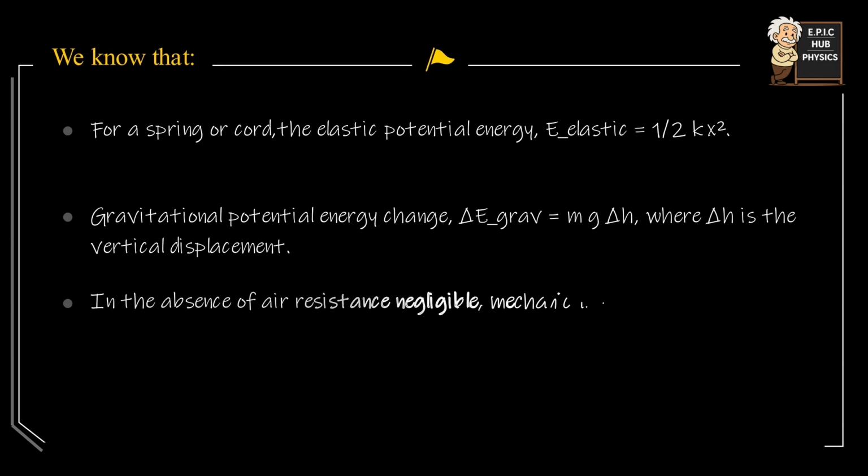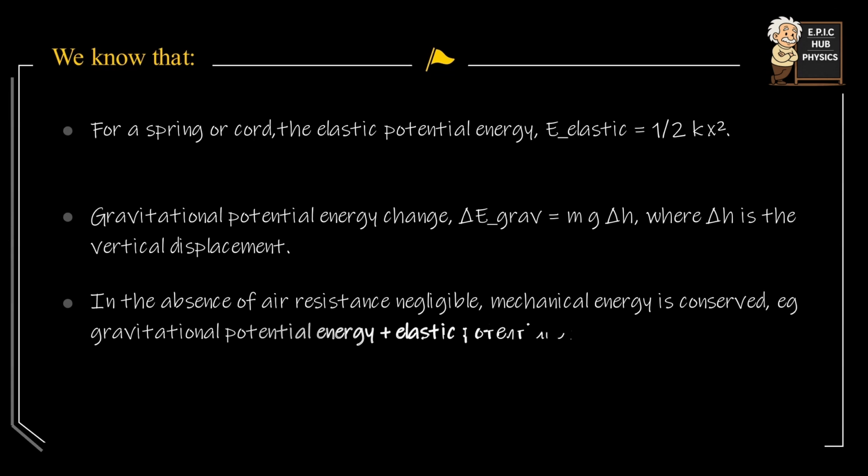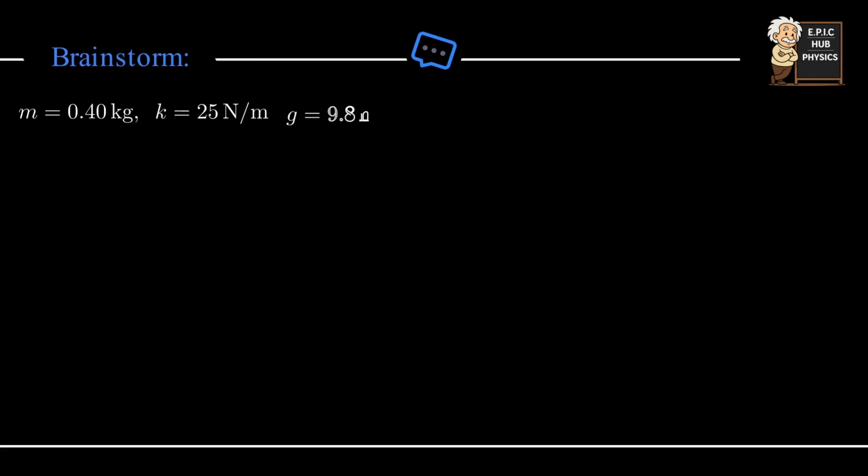In the absence of air resistance, mechanical energy is conserved. This means the sum of gravitational potential energy and elastic potential energy is constant. If we are familiar with these ideas, we can begin to solve the problem. We are given the mass to be 0.40 kilograms. The spring constant for the spring is 25 newtons per meter, and the acceleration due to gravity has the value 9.8 meters per second squared.